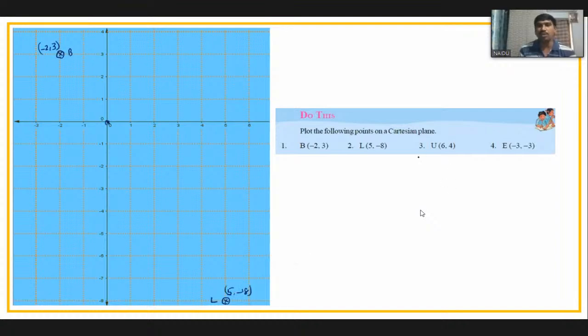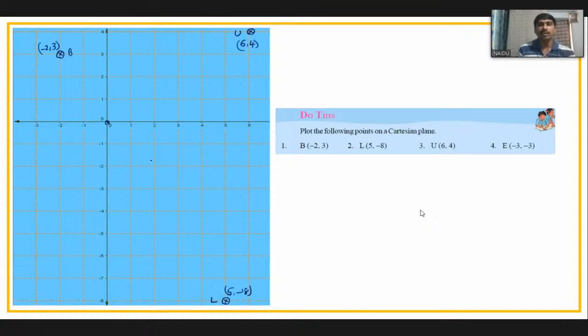Now the third one, U, which will be 6 comma 4. Let us observe, children. From the origin, toward the positive direction of x-axis 6 units and toward the positive direction of y-axis 4 units. So finally this will be the point. This point is named U and the coordinates for this point are 6 comma 4.